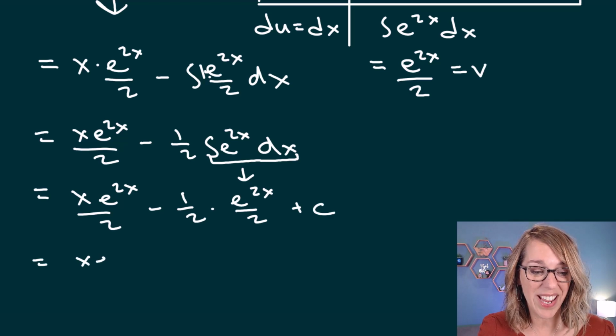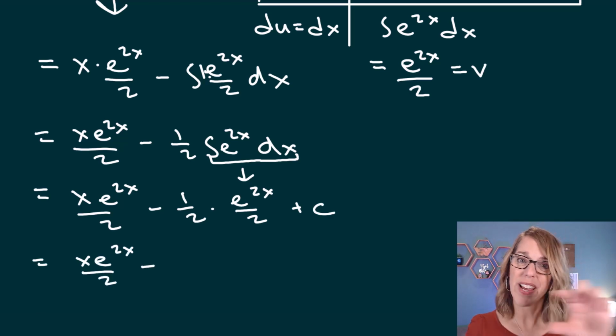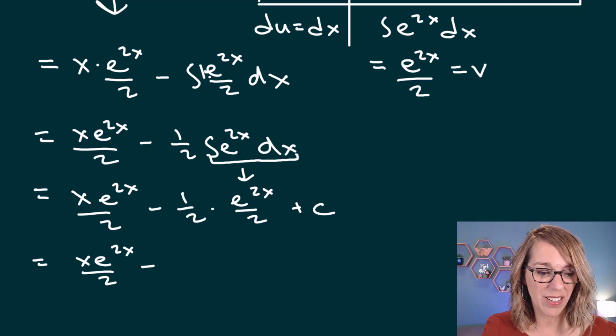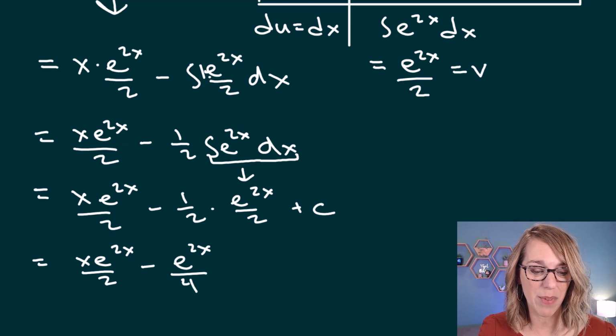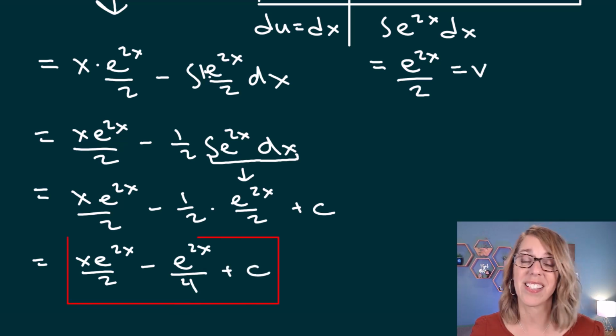This gets me to our answer, x e to the 2x divided by 2. Multiplying these fractions through, 1 times e to the 2x is e to the 2x. 2 times 2 in the denominator is going to be a 4, plus a c.